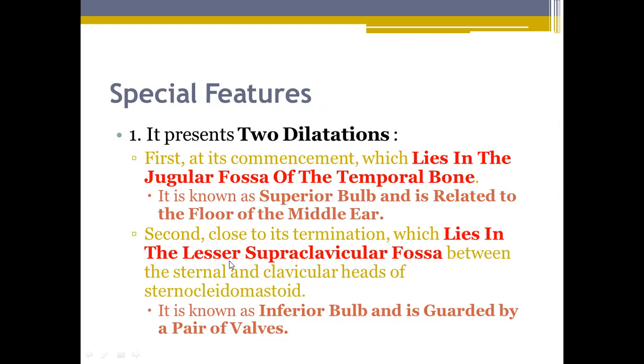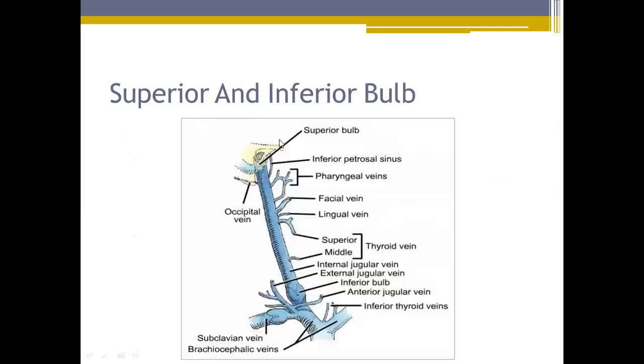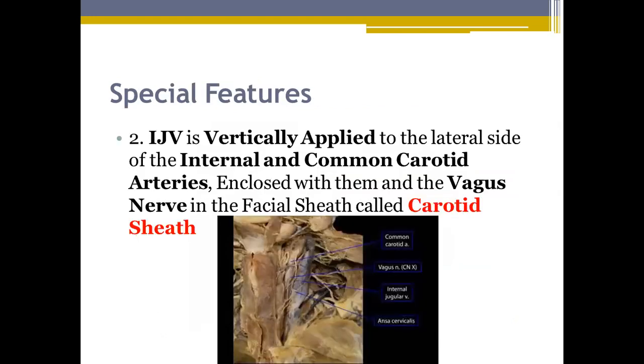That is one dilatation. The second, close to its termination, at its ending, which lies in the lesser supraclavicular fossa between the sternal and clavicular heads of the sternocleidomastoid. It is known as inferior bulb and it is guarded by a pair of valves. So in this diagram, we can make out the superior bulb of the internal jugular vein. Okay, and this is the inferior bulb of the internal jugular vein. So these are the two dilatations of the internal jugular vein.